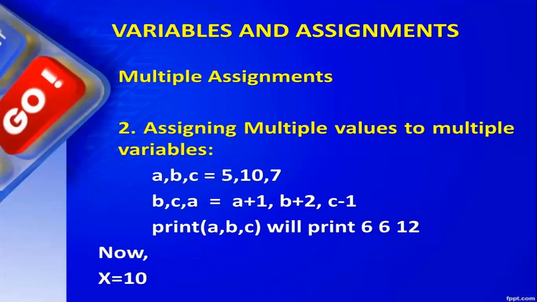And then I say A becomes B plus 2. So 10 plus 2 is 12. Then I say A equals to C minus 1. C minus 1 is 7, 7 minus 1 is 6. Now, over here, we are printing A, B, C. But when I was changing the values, I was changing it from B, C, A. So first B changed to 6.